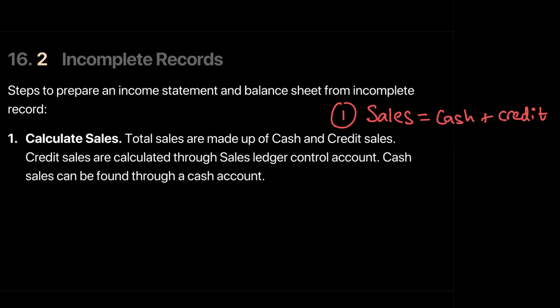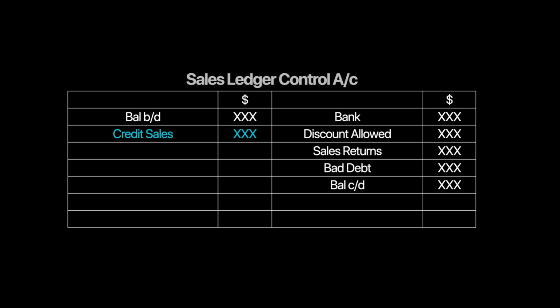Okay, now for cash sales, I will draw a simple cash account. I'll just show that right now. And for credit sales, we will draw the sales ledger control account. Okay, now let's recap the sales ledger control account and let's take a look at the cash account. Okay, so let's recap the sales ledger control account first. We will use this account to calculate our credit sales.